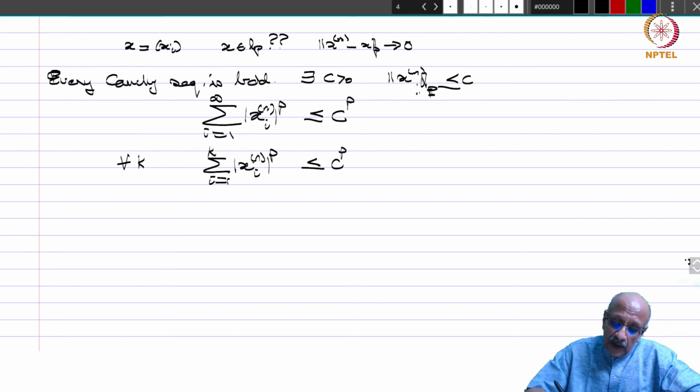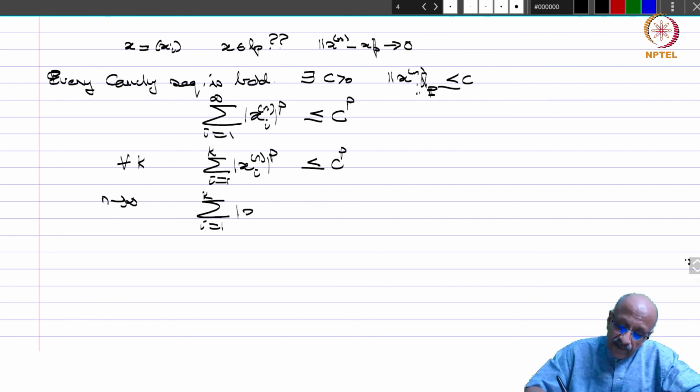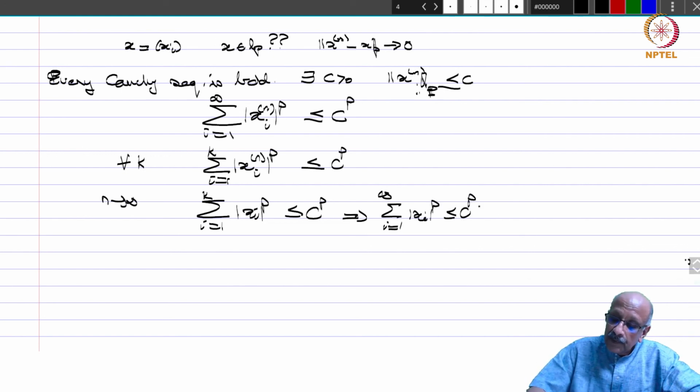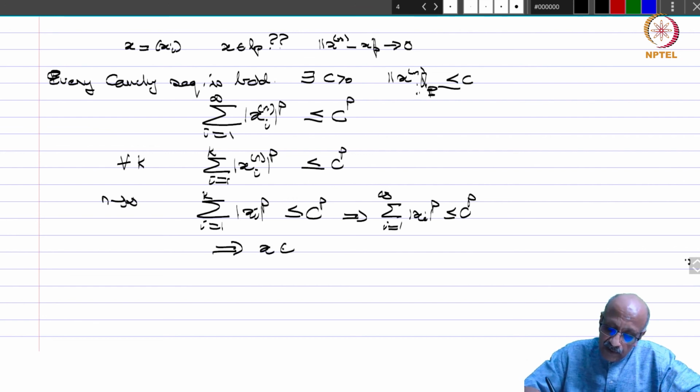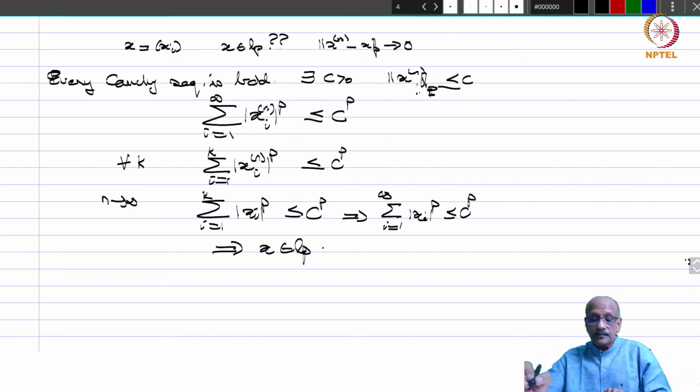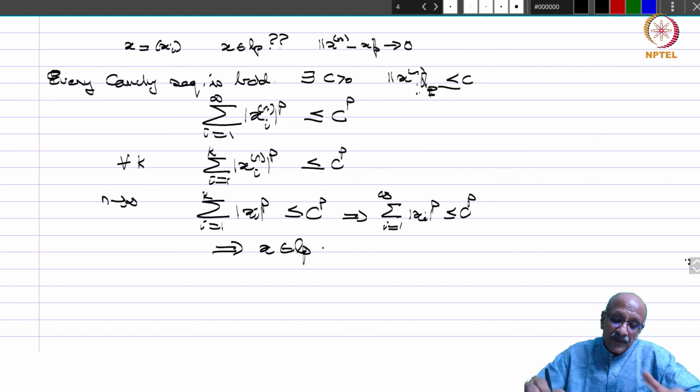But now you can allow n to tend to infinity. You have that the sum from i equals 1 to k of |x_i|^p is less than or equal to C^p, which implies that the sum from i equals 1 to infinity of |x_i|^p is also less than or equal to C^p, because the right hand side is independent of k, and therefore you can let k tend to infinity, and this implies that x belongs to ℓ^p. Okay, so we have answered the first question, so now we need to answer the second question.